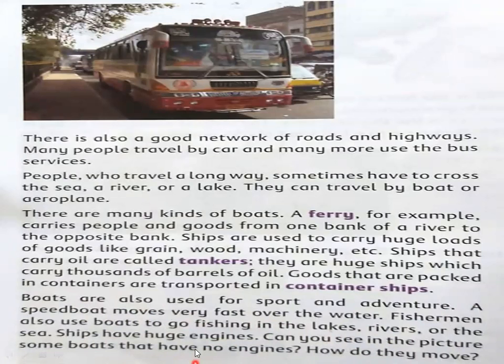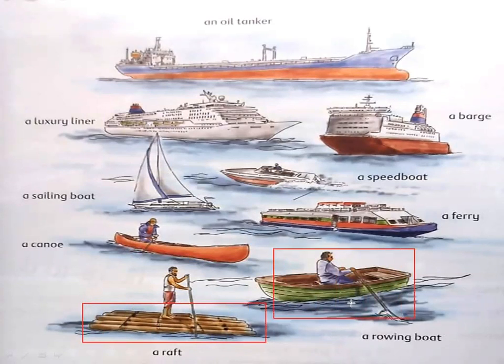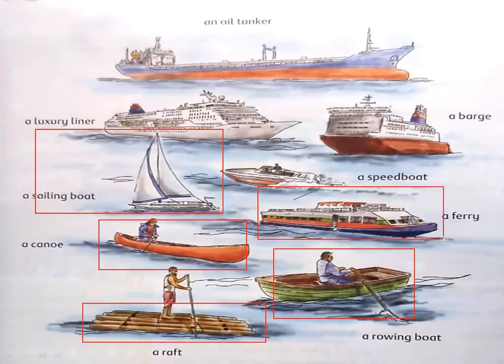Next page. You can see these ships. These do not have engines. These are driven by a man. This one, this old one, this one. This was a canoe, and this one is a sailing boat. These boats do not have engines. Okay, these are driven by human beings, and they are called sailing boats.